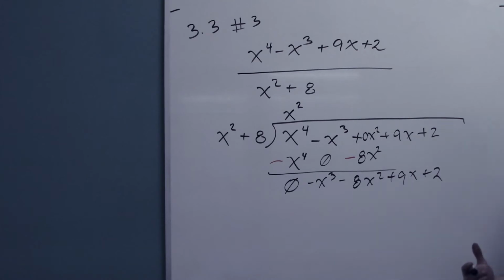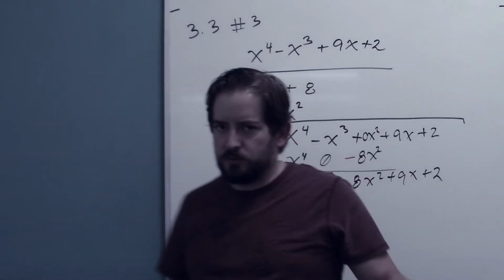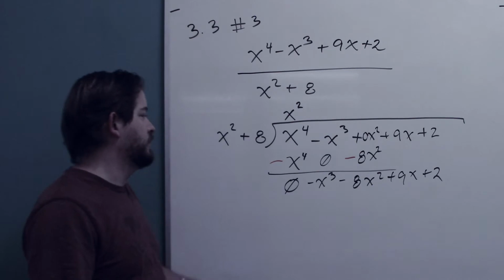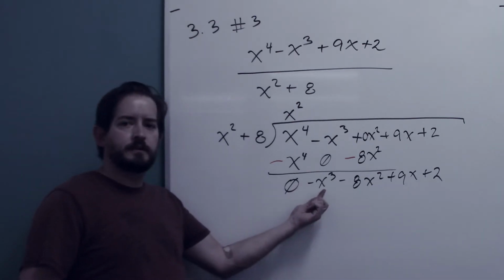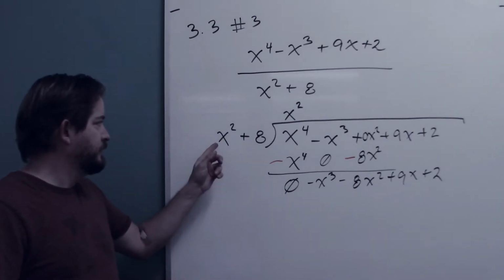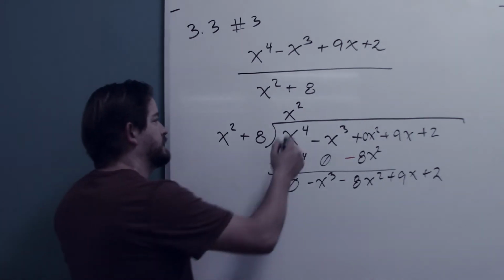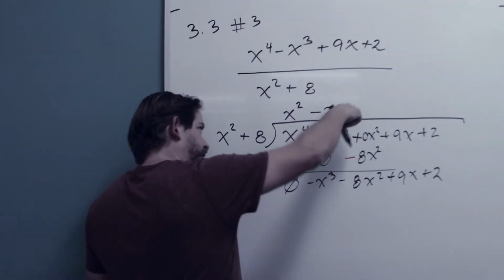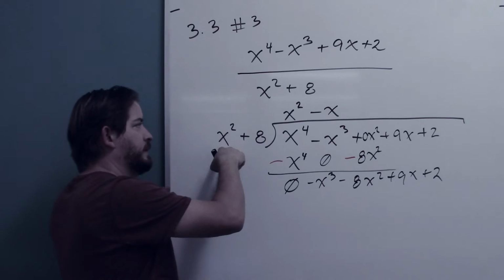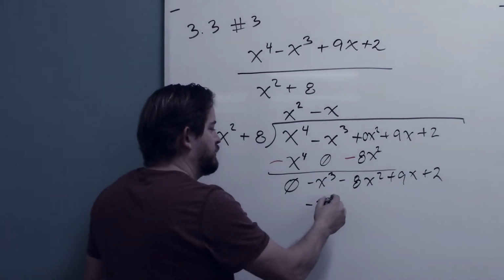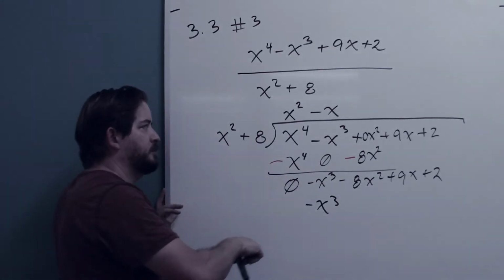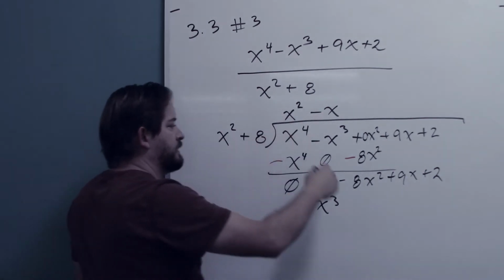And I'll just keep going through that kind of algorithmic process until I can't do it anymore. The first term is now negative x to the third, divided by x squared is negative x. So minus x, and I'll take that minus x multiplied by x squared is negative x to the third, which is good. These two should always match up. Negative x times 8 is negative 8x.